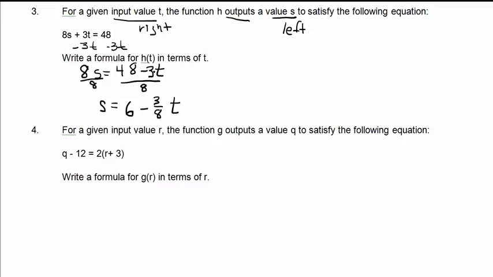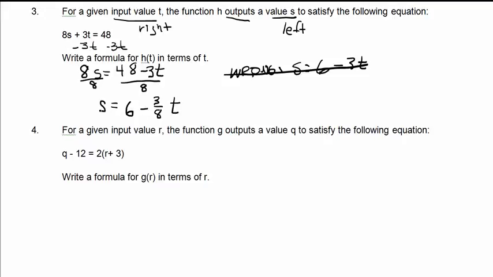A lot of people forget to subtract this, so a lot of people write this for the wrong answer. They would write s equals 6 minus 3t. So when you divide everything through by 8, yeah, you're dividing the 48, but you're also dividing this term as well. So don't do that. Bad stuff.